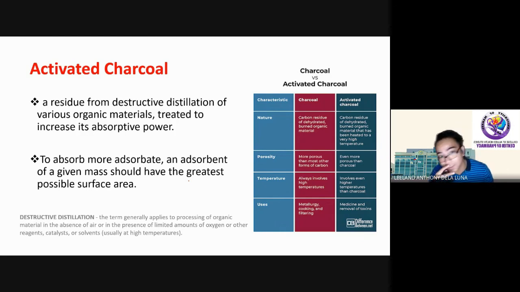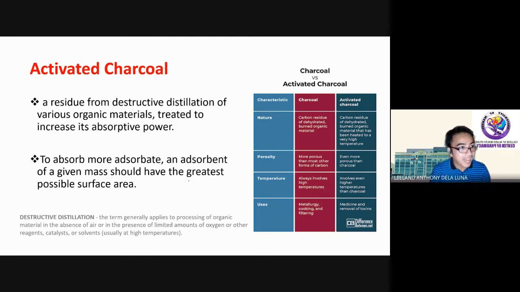Okay, so class, activated charcoal is a residue from destructive distillation of various organic materials, treated. Take note, technically the same sila, pero it's treated. May dinagdag kang substances dyan to increase its adsorptive power. Now, kapag sinabi ng destructive distillation, it's the term generally applied when you're processing organic materials, you're burning it in the absence of air. Okay? Or pwedeng may air, pero konting oxygen lang. Para may matira tayong charcoal.